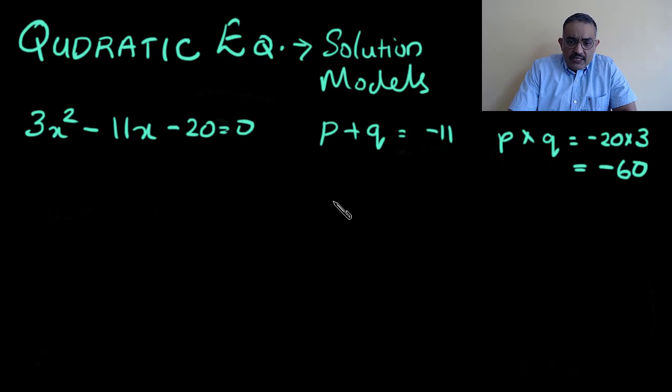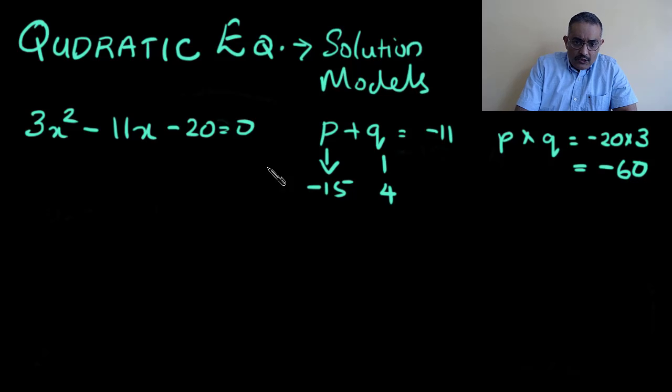Now let's imagine negative 15 and 4 as p and q. I think I made a mistake earlier, I'm sorry. P is negative 15, q is positive 4. So if you add these, you get negative 11. If you multiply these, you get negative 60. So let's rewrite this equation using these numbers, right?